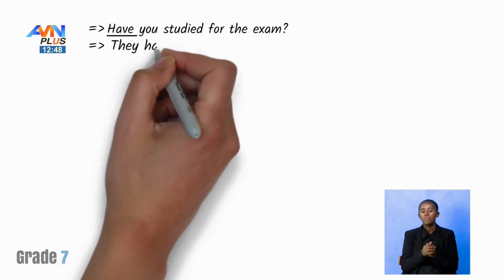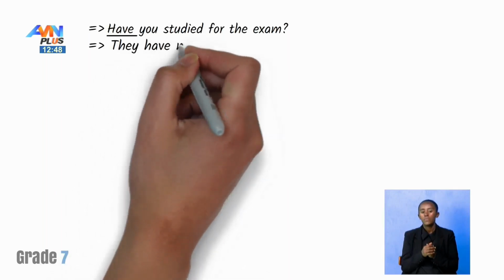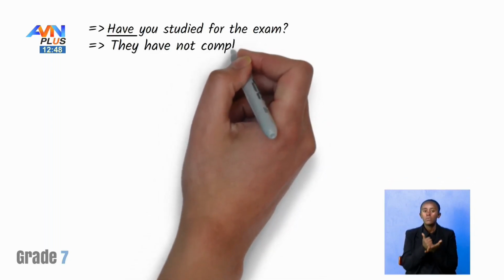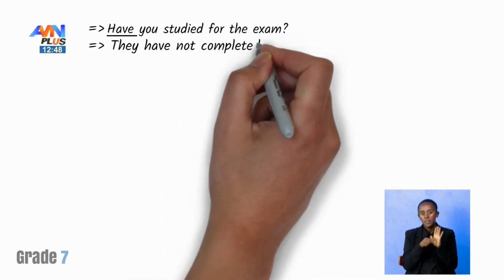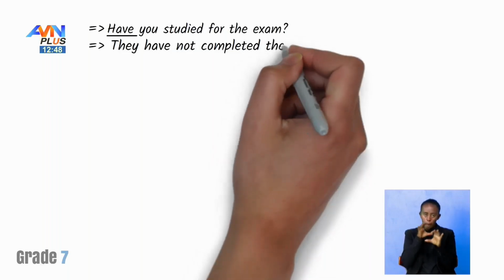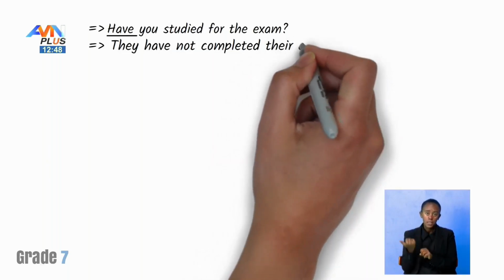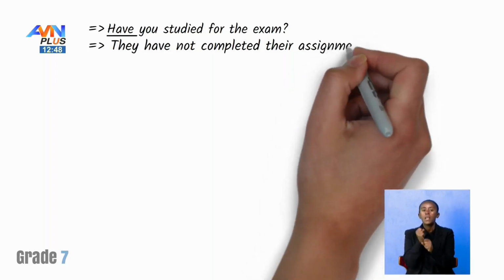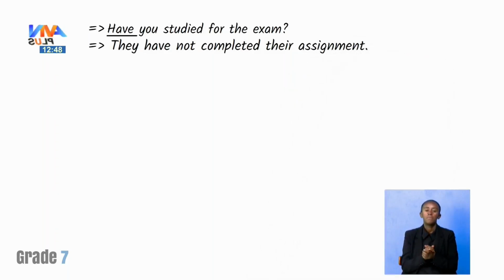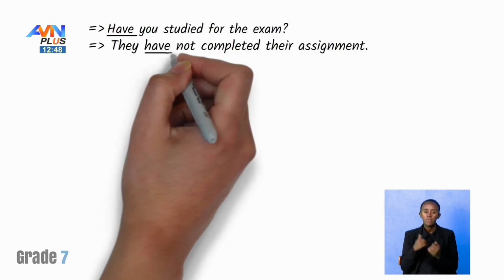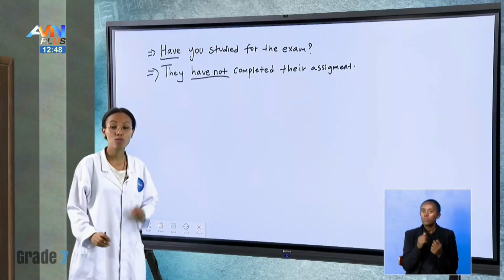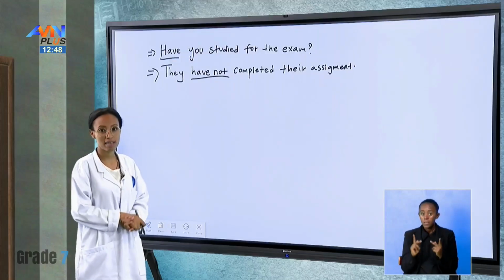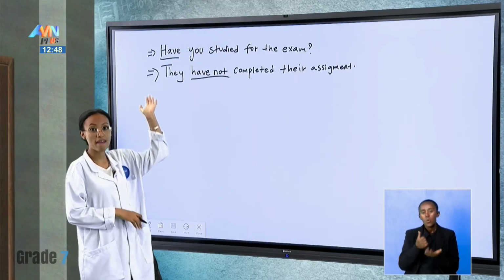They have not. What comes after your auxiliary verb? It is the negative indicator. They have not completed their assignment. So here we have "have," and then "not." This is how you form a negative sentence in the present perfect tense. You have your auxiliary verb, then the negative form, and then "completed."